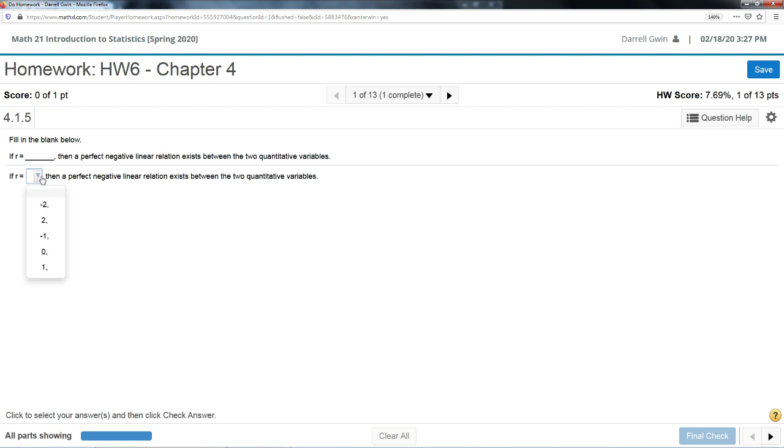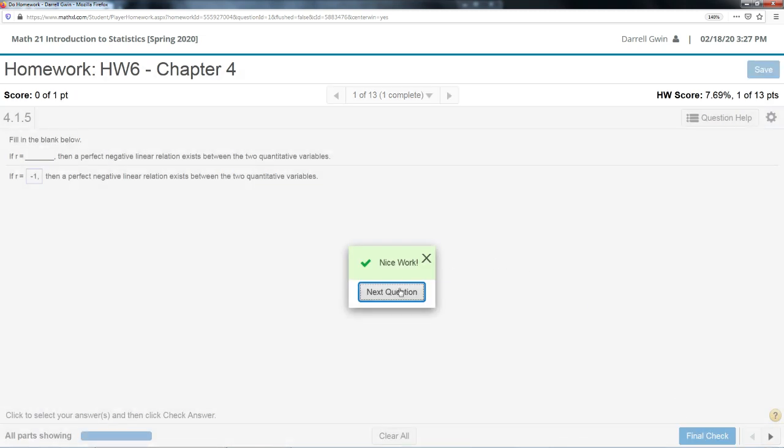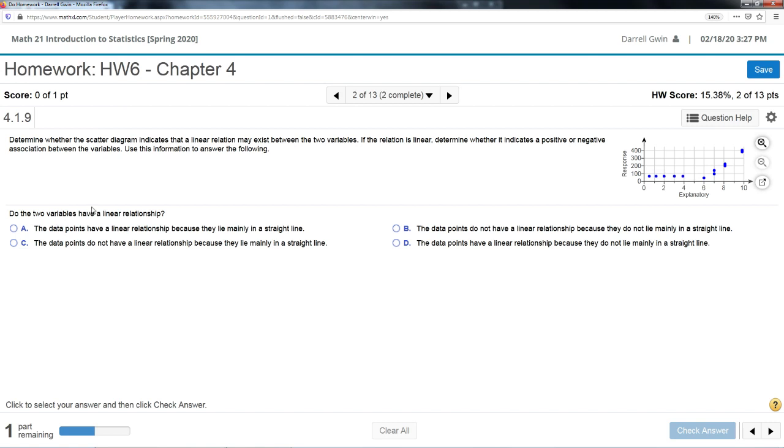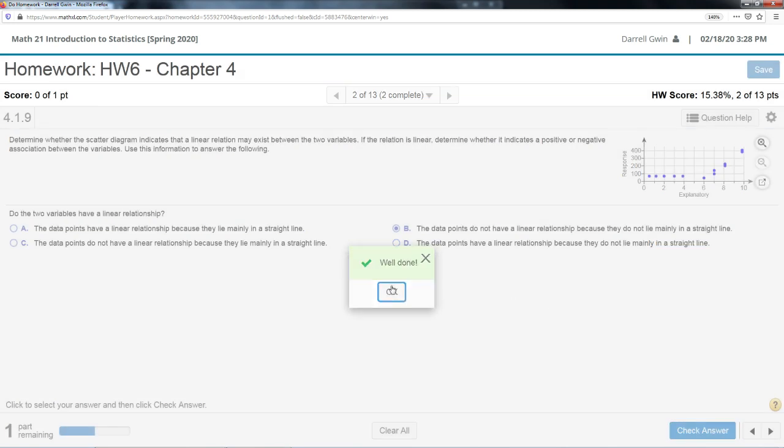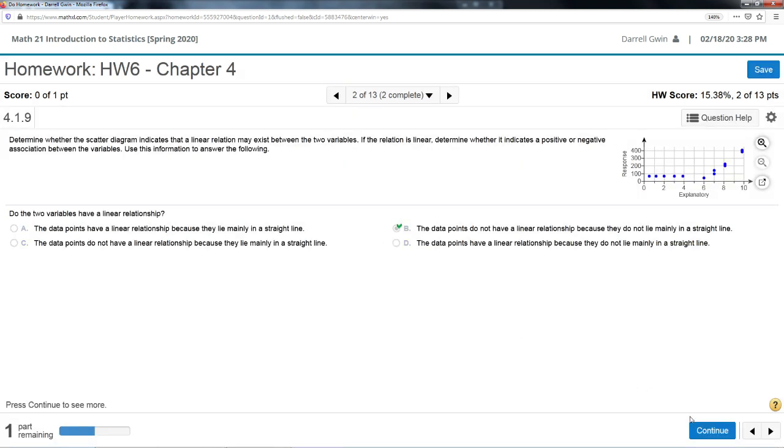If r equals -1, it's a perfect negative linear relationship. That's not a perfect straight line, so the data points do not have a linear relationship because they do not lie in a straight line. A little bit of common sense there.